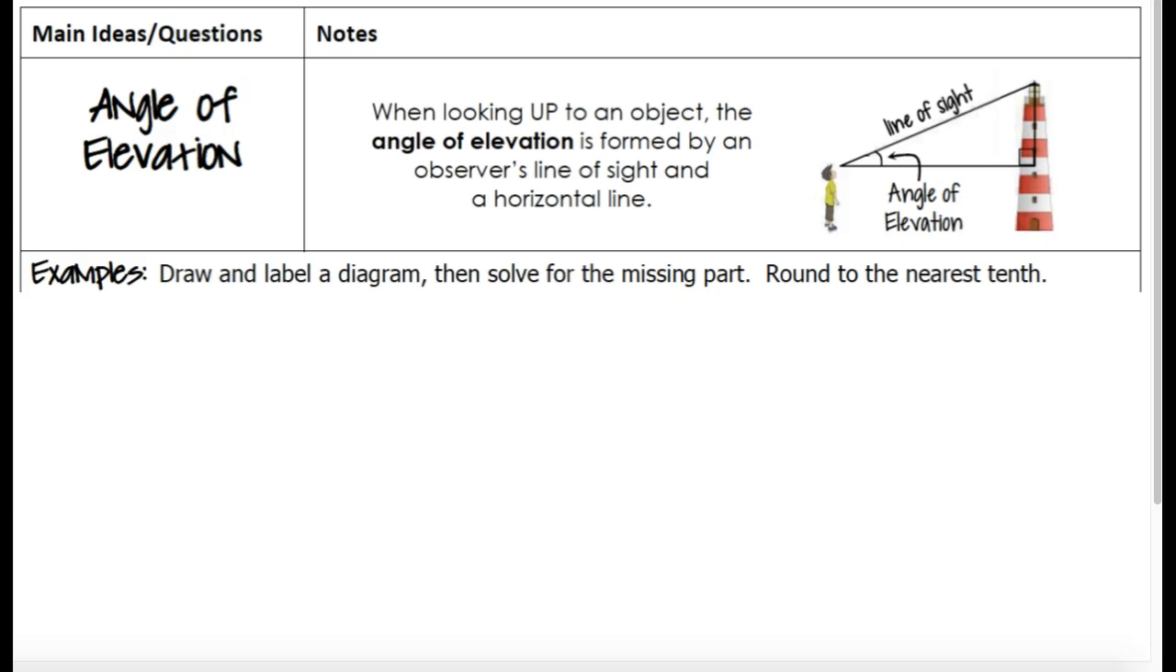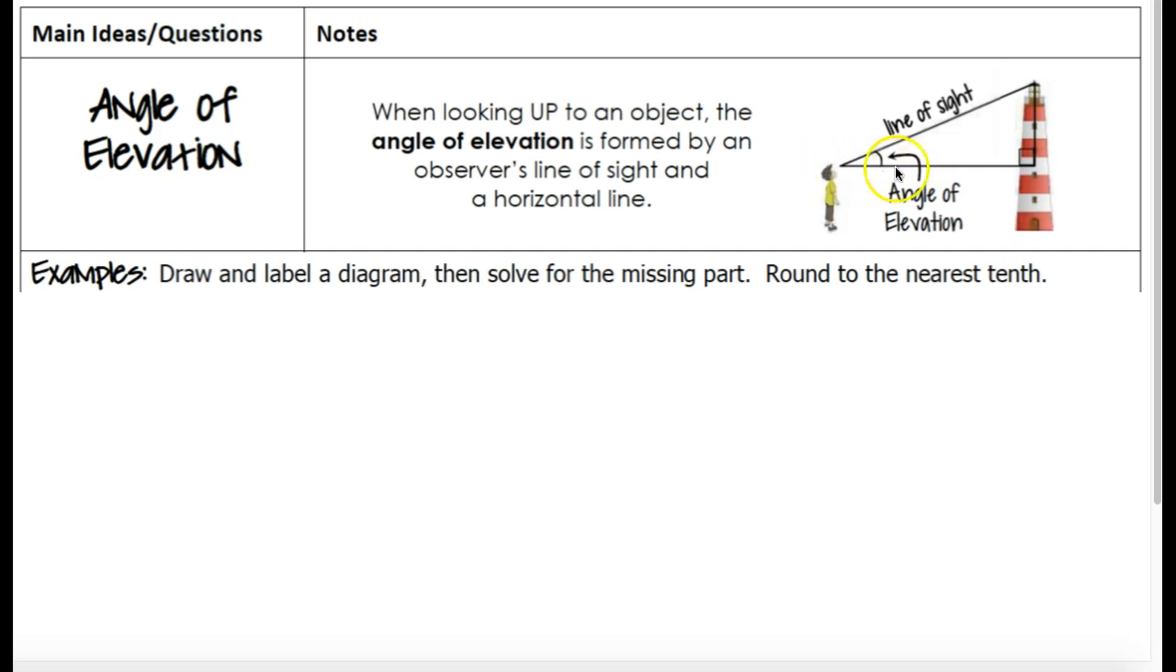All right, we're going to do one more video's worth of story problems. And in this video, we're going to introduce two new vocab ideas. The first of these is angle of elevation. All right, so angle of elevation is just the angle formed by somebody or something looking up.